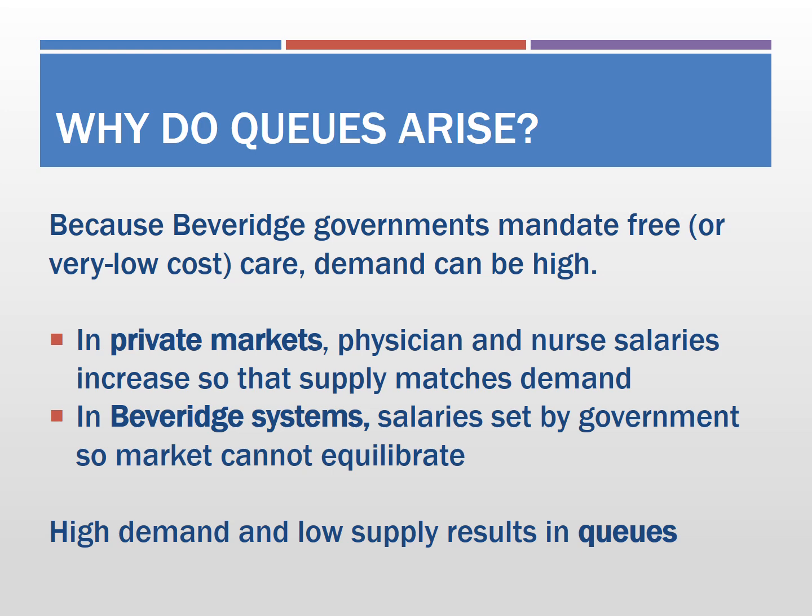In the private markets, physicians' and nurses' salaries increase so that the supply matches the demand. But under the Beveridge system, the salary is basically set by the government. So in general, the markets cannot clear. High demand and low supply will usually result in queues, and that's generally what we see under those Beveridge healthcare systems.